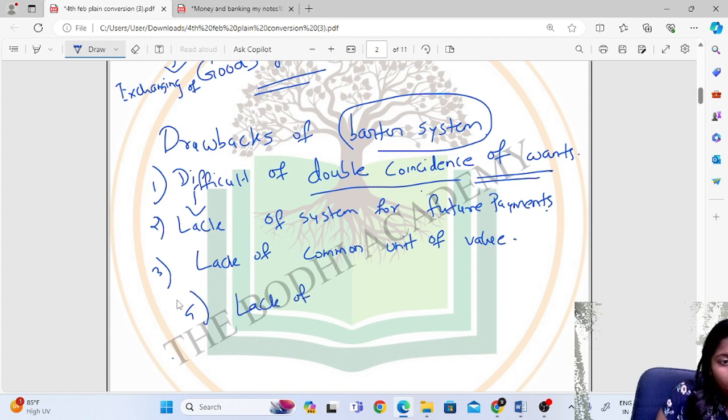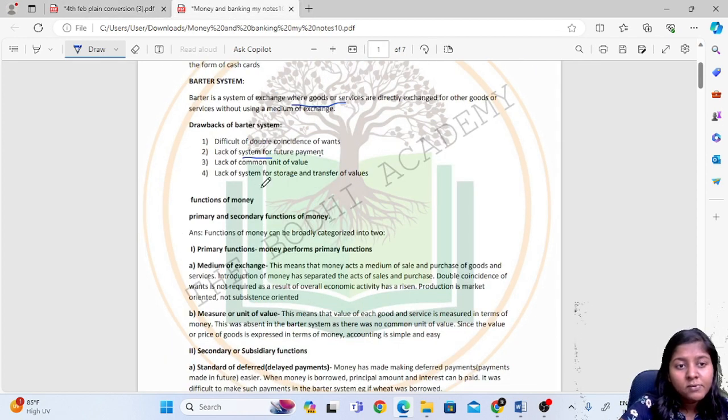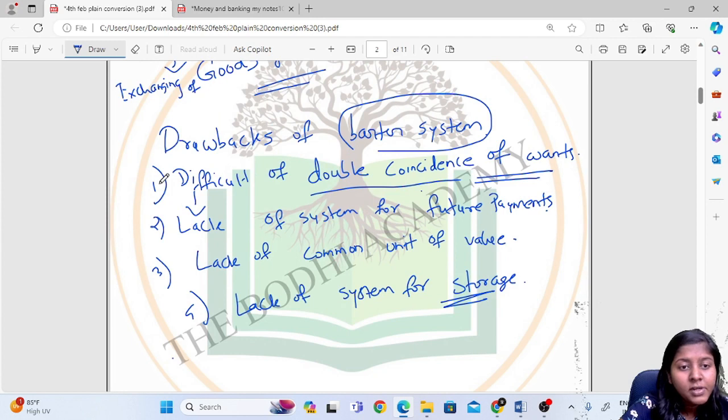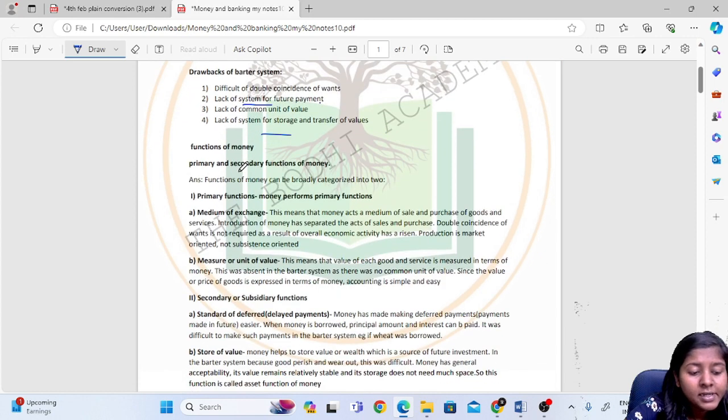Lack of system for storage. Storage in the sense that the barter system does not provide any method for storing purchasing power for future holding of stock of any commodity. So this is a lack of system for storage and transfer of values. Then the next point we'll be studying is the different functions of money.